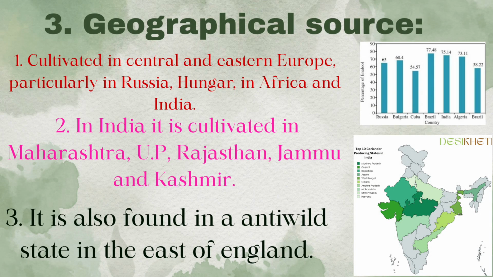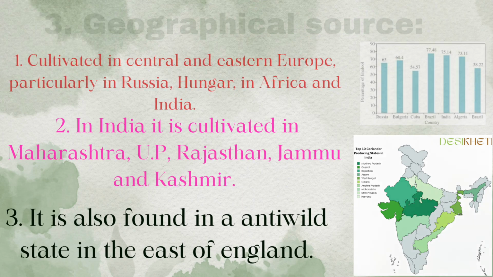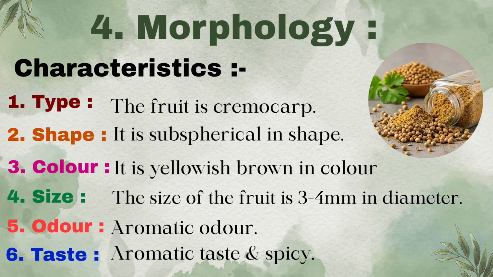Now, next is geographical source of coriander. First, it is cultivated in Central and Eastern Europe, particularly in Russia, Hungary, and in Africa and in India. Second, in India, it is cultivated in Maharashtra, Uttar Pradesh, Rajasthan, Jammu and Kashmir. Third, it is also found in a semi-wild state in the east of England. Then next is morphology of coriander.